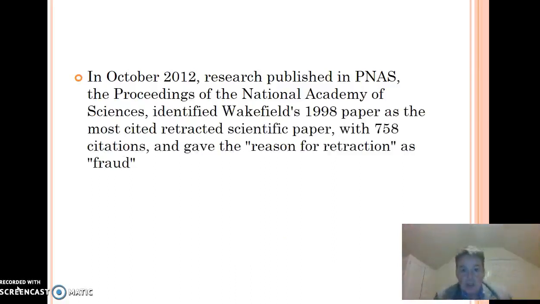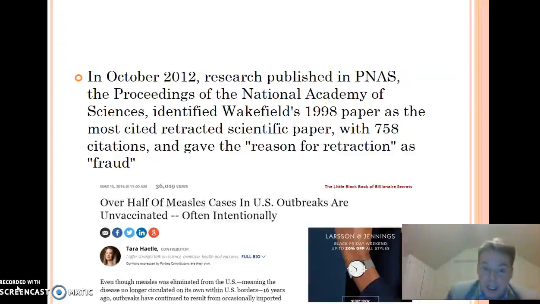So by 2012, once the truth of the paper came out and the fraud and falsehoods that were involved in the research came out, the PNAS, Proceedings of the National Academy of Science, said that Wakefield's paper was the most cited retracted scientific paper. So it was the biggest paper in the history of science to be pulled, and it was retracted for fraud. But the consequences of it, now what we're seeing is the upsurge in measles cases.